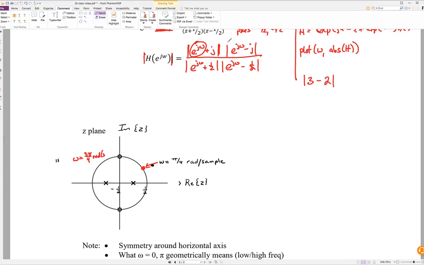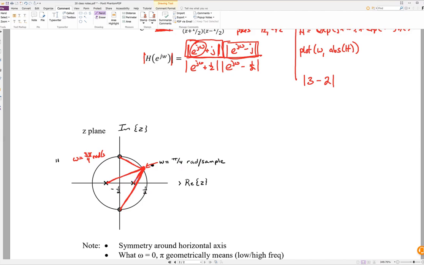What this section right here represents is the distance between this point and the j. It's that length. And similarly, this one on the left represents the distance between this e to the j omega point and that zero over here. And then in the denominator, we've got the distance between the point and each pole. So what this system is doing at this particular frequency of pi over 4 radians per sample is equal to the product of the distances from the frequency to the zeros, divided by the product of the distances from the frequency to the poles.